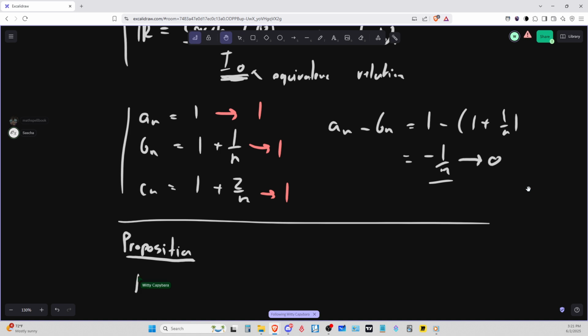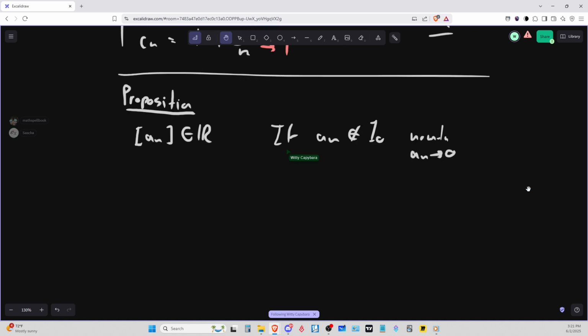From now on, for now at least, I will think of a real number as an equivalence class of Cauchy sequences. So if a_n is not inside of I_0, namely a_n is not going to 0, so it's not 0, then the class, or maybe I should write it as the equivalence class of a_n.